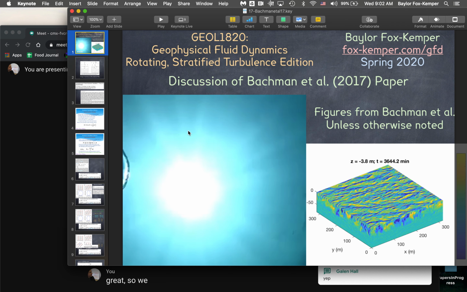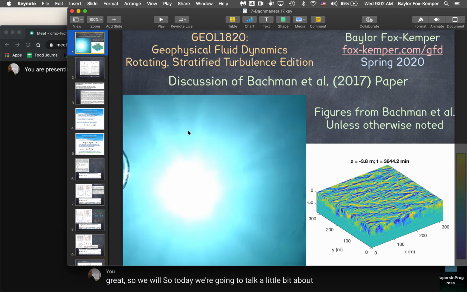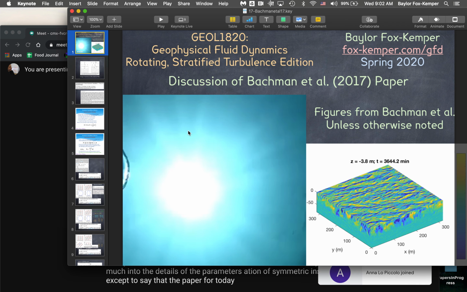So today we're going to talk a little bit about the Bachman paper. On Monday we talked about potential vorticity, and last Friday we talked about mixed layer eddies, which are a particular kind of submesoscale instability. Symmetric instability is a different kind of submesoscale instability. I want to clarify the differences between those. We won't get too much into the details of the parametrization of symmetric instability, except to say that the paper for today presents one. It hasn't actually been checked that carefully.